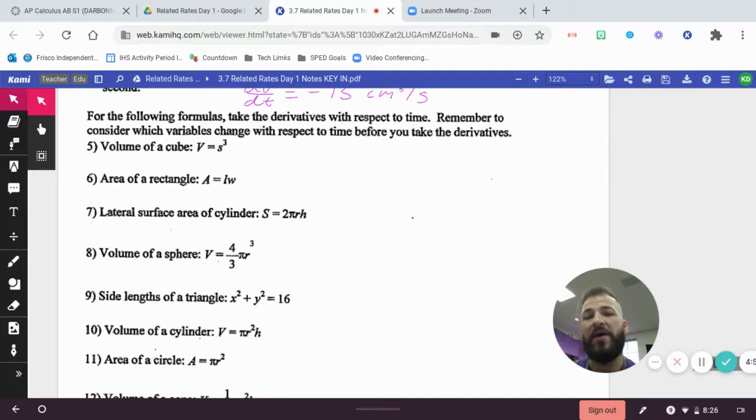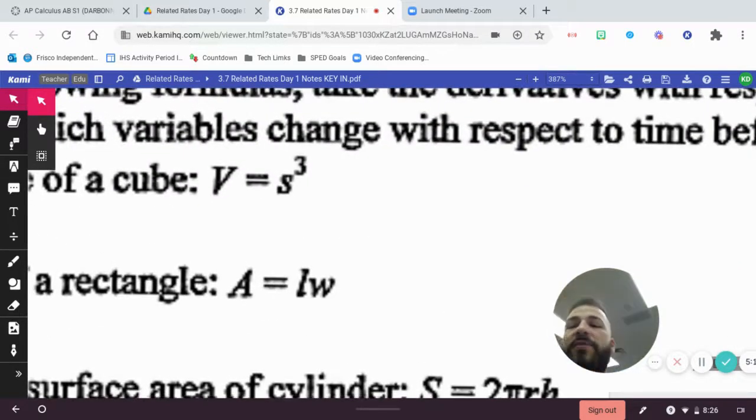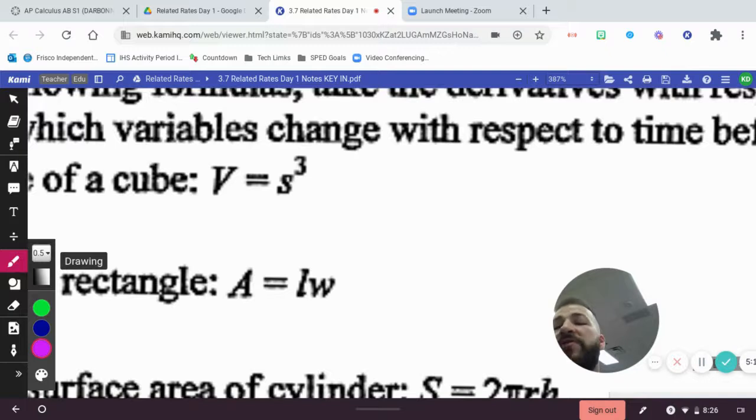Okay. Now, any variable we derive that is not t, just like in implicit differentiation, when we derive that variable, we're going to multiply by d that variable over dt. Okay, let's see it in action. So on number 5, we have the volume of a cube. V is equal to s cubed. So I'm going to derive both sides of the equation.